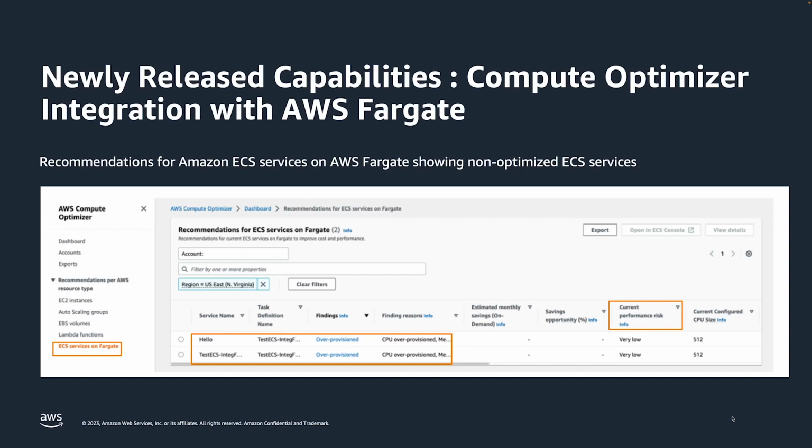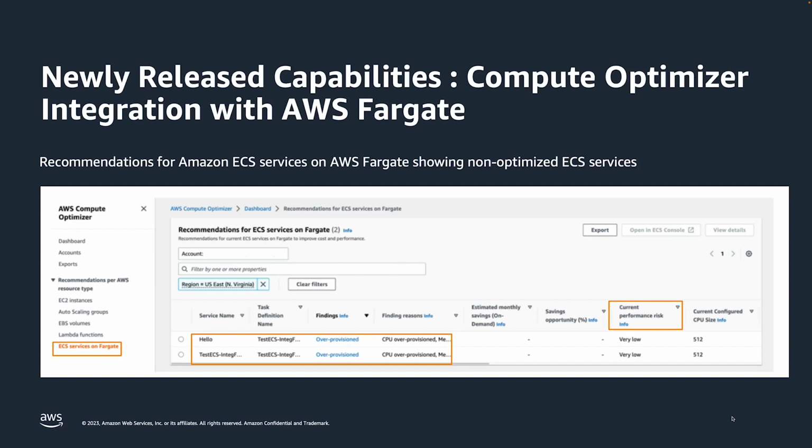Now let's have a look at Compute Optimizer integration with AWS Fargate. Over-provisioned ECS tasks, CPU, and memory incur unnecessary costs. Under-provisioning can lead to poor application performance. Compute Optimizer delivers actionable recommendations so you can optimize CPU and memory for your Amazon ECS service running on Fargate. Compute Optimizer also quantifies the cost impact of adopting these recommendations so that you can prioritize and optimize efforts based on the size and saving opportunity.